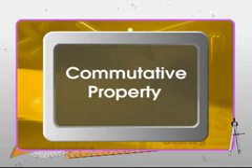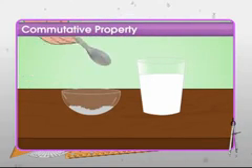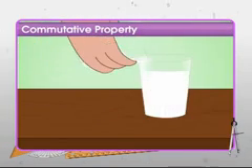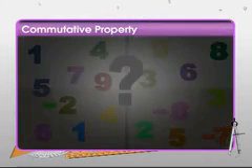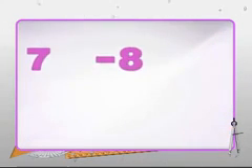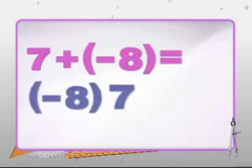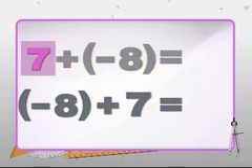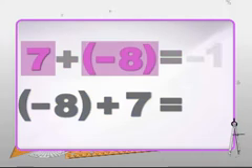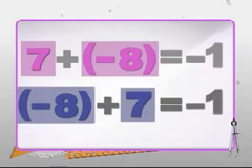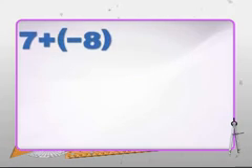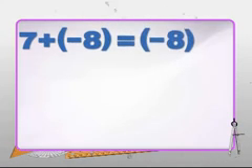Let's now see the second property of integers. Well, adding sugar to milk or adding milk to sugar does not really make any difference. Does this hold true in case of numbers too? Let's change the order of integers while adding them and see what happens. 7 plus minus 8 equals minus 1. Minus 8 plus 7 equals minus 1. So, 7 plus minus 8 equals minus 8 plus 7.